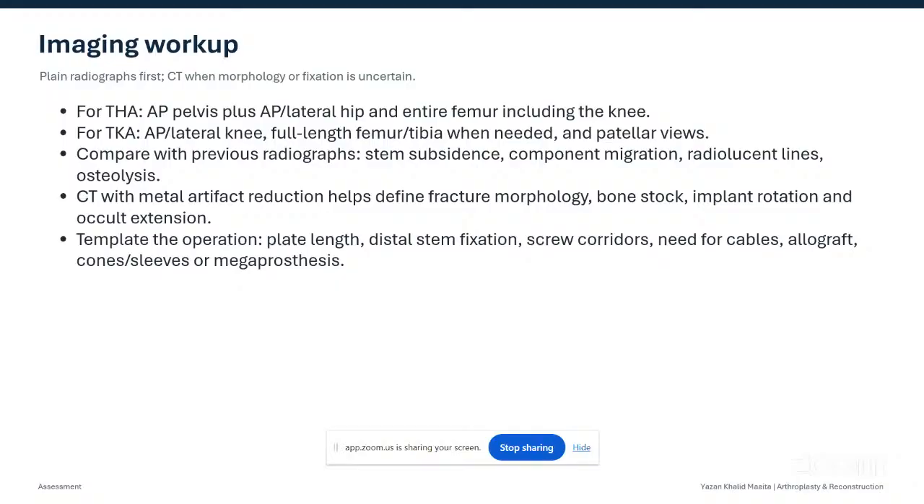Templating the operation: you have to do it always, because you want to know the length of the plate, the distal stem fixation, screw options, and if you need a cable, allograft, sleeve and cones, or megaprosthesis.